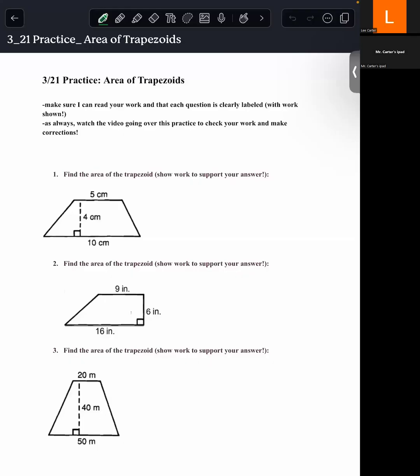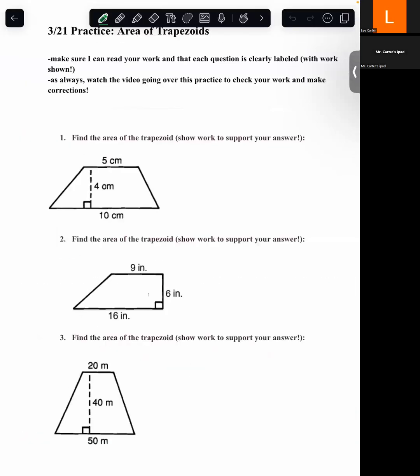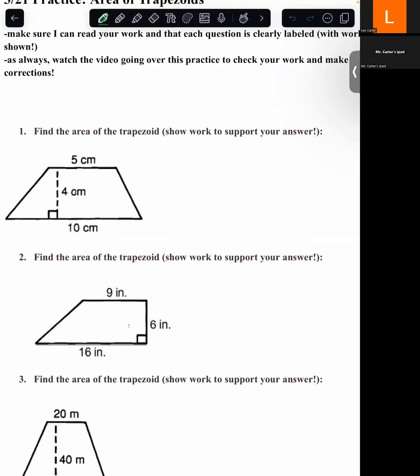All right, so we're on 3.2.1, the area of trapezoids. There are several different ways you can do some of these problems. I'm going to primarily show it by using the formula, which is you take the two bases and you average them. This is the formula.